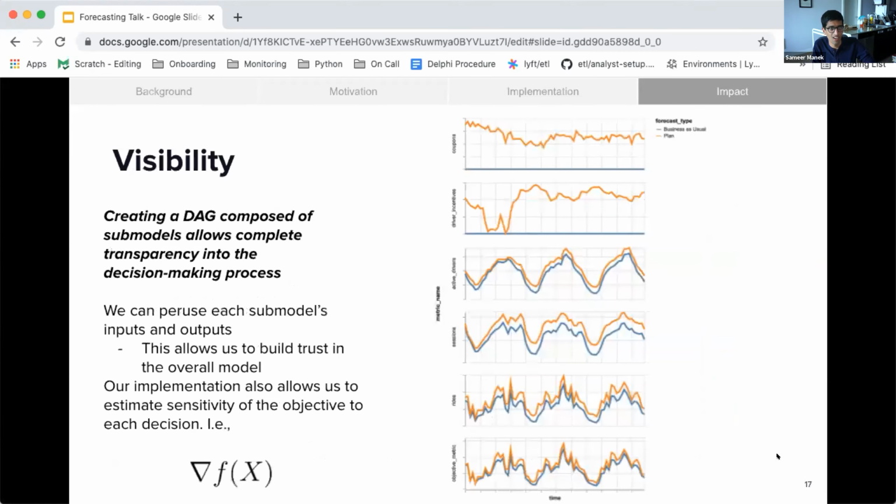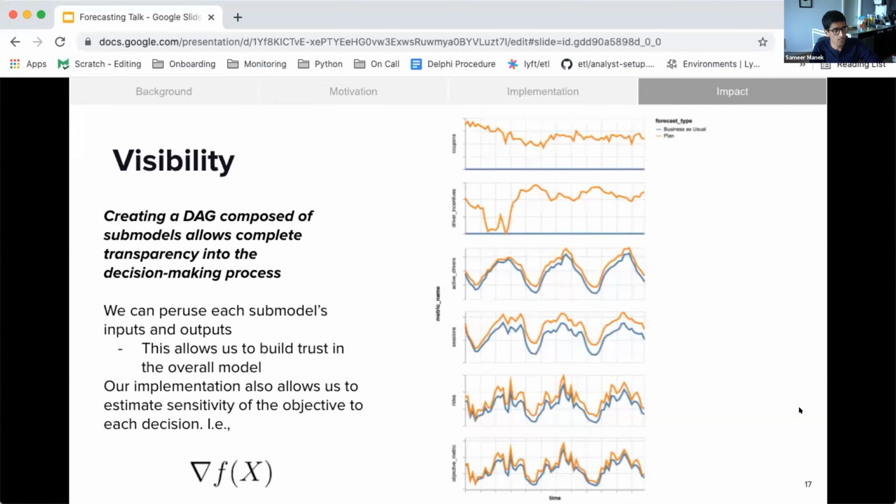Great, and originally, you'll remember that I had mentioned that we want to be able to make decisions and evaluate decisions using our forecasting approach. And creating a DAG composed of submodels with some observable intermediate variables allows us complete transparency into that decision-making process. Shown on the right-hand side, you can see a couple of different time series, the blue business as usual, and then an orange arbitrary plan that we might be trying to evaluate. And we can see the impact of that plan across a couple of different levers on the intermediate variables. So the two levers on top, intermediate variables in the middle, and then an objective metric at the bottom.